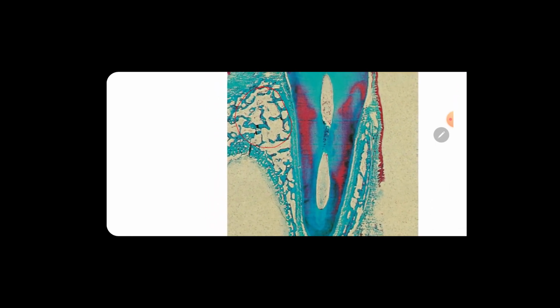Let's see slide number 1. Let's make it large. This is alveolar bone. And then this is gingiva. And this one is the root lined by cementum. This is cellular cementum and acellular cementum.